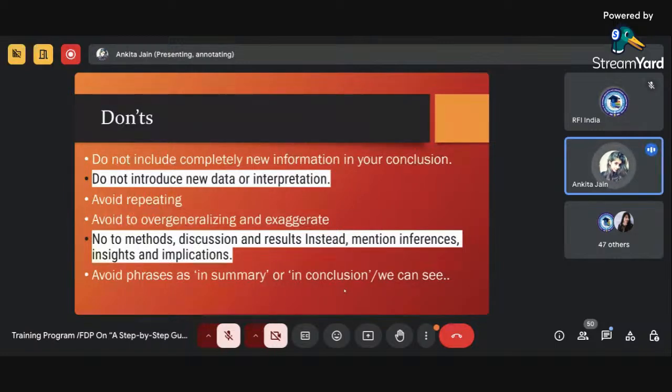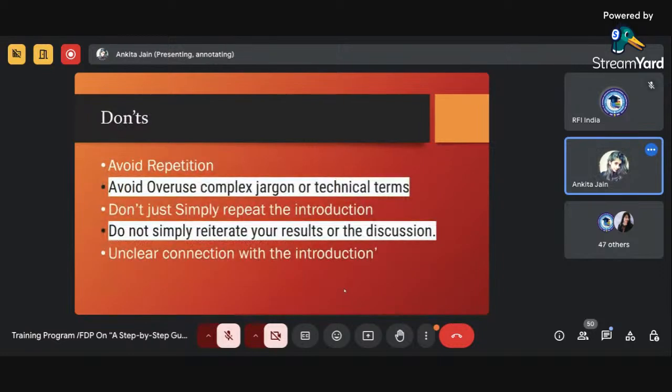But when it comes to the conclusion, it should be objectivized: these were our objectives, and these are the results. So it should have different things. Avoid over-generalizing and exaggerating. Don't generalize, try to be specific. No new methods, discussion, or results. As I have already said, mention the inferences, insights, and implications of the study. Also avoid phrases like in summary, in conclusion. Obviously, we are already writing those, so you should not use such phrases.